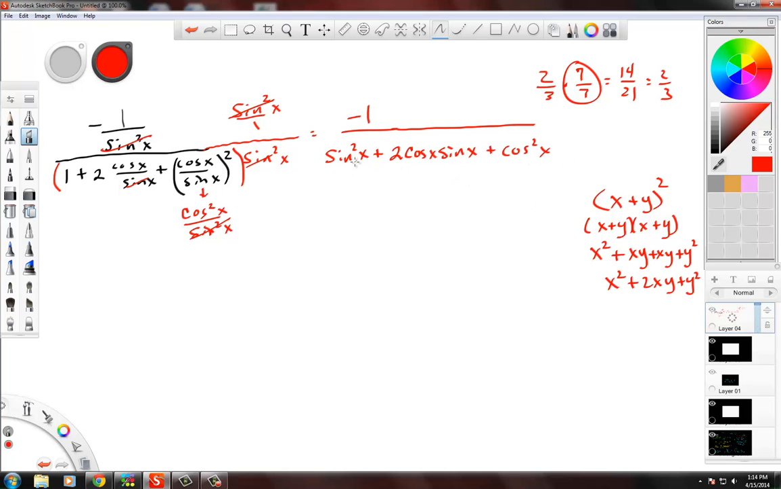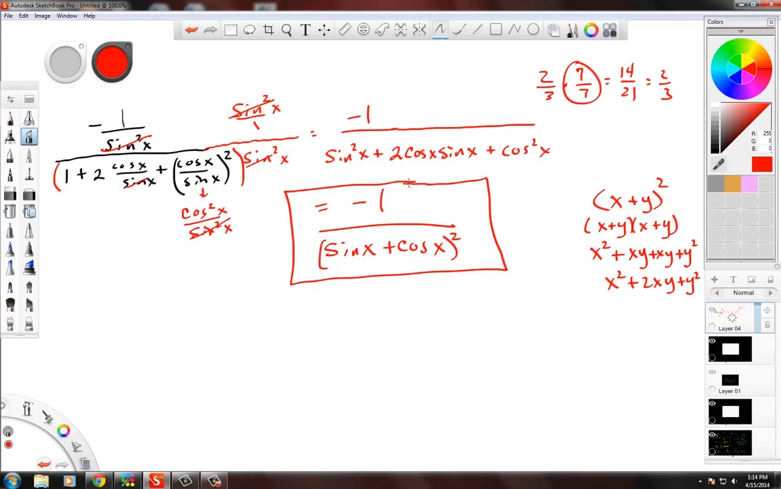It's like this squared plus 2 of each of them plus cosine squared. That's the exact same thing where x is a sine and y is a cosine. So I can rewrite this as -1 over the sine of x plus the cosine of x quantity squared. And that's how the book expresses that answer. And there you go. Like I said, there's probably an easier way to do that, but there's my answer for it. Have a good one.